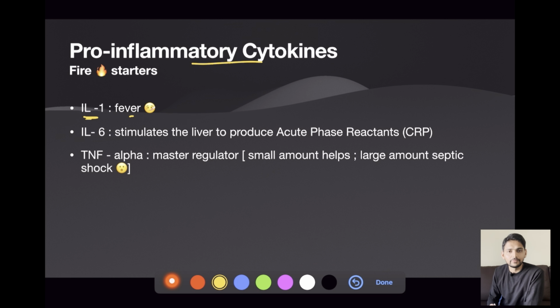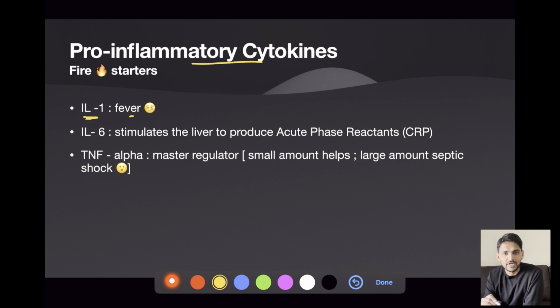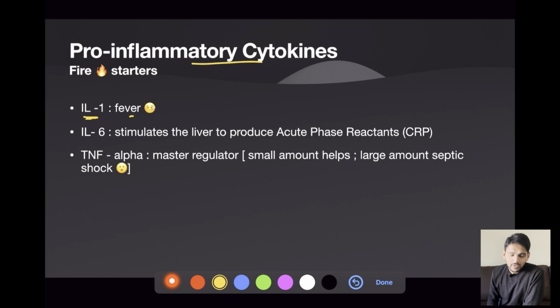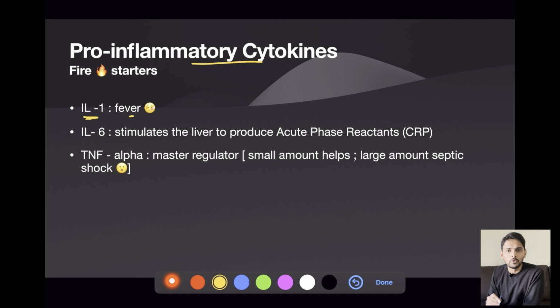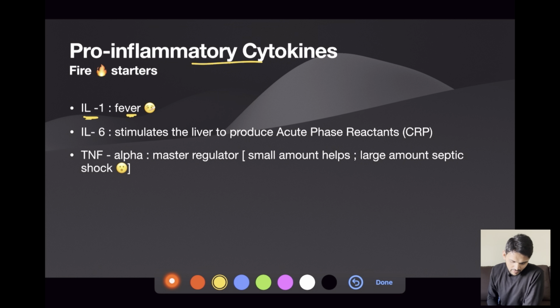That is nothing but it will go to the hypothalamus and tell it to reset the thermostat so that our body temperature will increase. So what is it doing overall? It is increasing the temperature because some pathogens are not comfortable at this higher temperature. So it is trying to fight in its own way. So that is leading to fever, right?